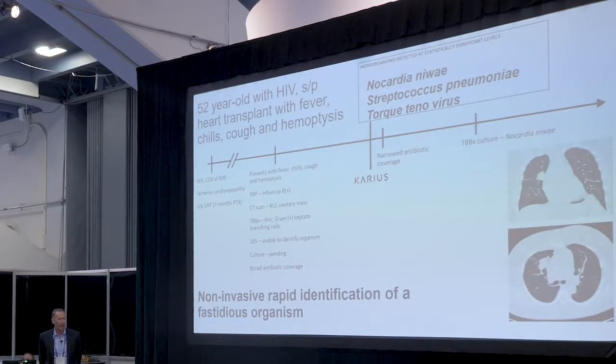as a non-invasive rapid identification method. Everyone knows that sometimes nocardia is a little bit hard to grow and hard to identify. It could take a couple of weeks to come up, so it can kind of fool you. But fortunately, in this case, it not only grew, but also came up on the Karius.